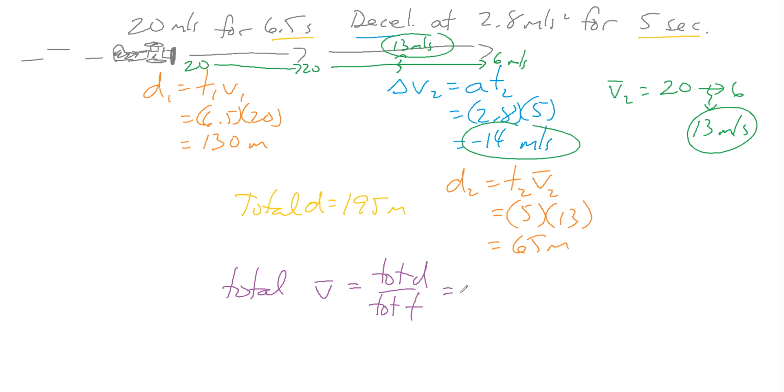So my total distance was 195. My total time, let's see, I've got 6.5, and I've got 5 seconds, so that'd be 11.5 seconds altogether. So I'll do that 195, and I'll divide that by 11.5, and that gives me an average v of 17 meters per second, which would also be the average velocity since it never went backwards or anything like that.